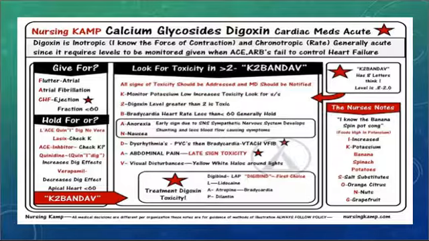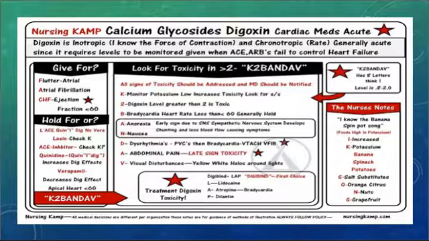Digoxin has a very, very narrow therapeutic window. So you want your levels between 0.8 and 2. I would focus on the high end of the 2. Above 2 is dig toxicity. They can have dysrhythmias. They can go into VTAC, VFib.